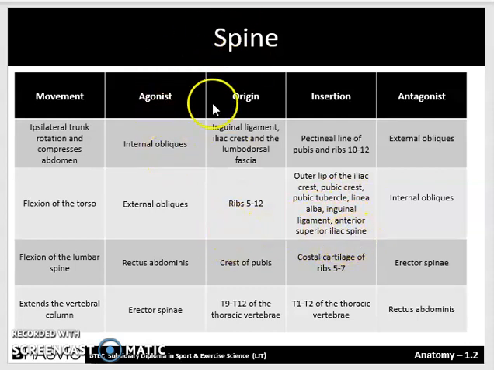When the antagonist of the spine is the rectus abdominis, the antagonist would be the erector spinae. The movement would be the flexion of the lumbar spine, the origin would be the crest of the pubis, and the insertion would be the costal cartilage of ribs 5 to 7.